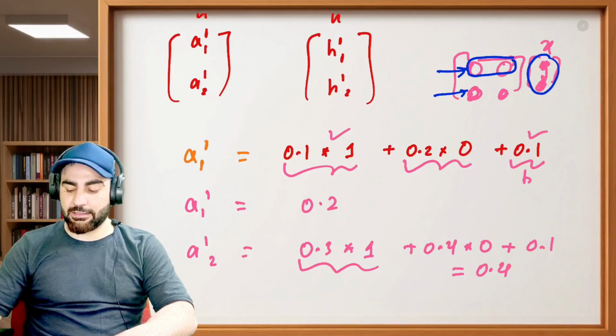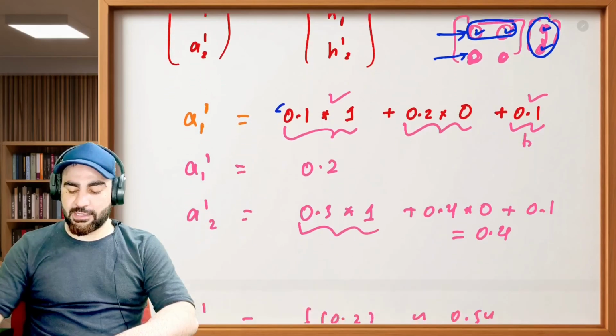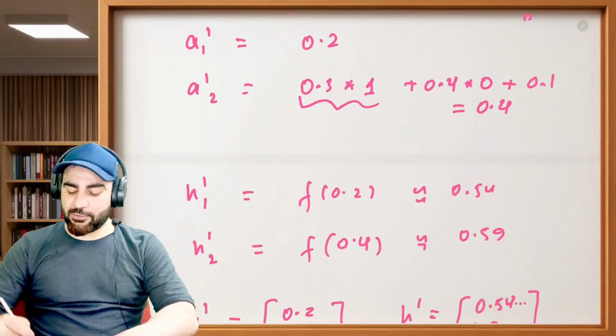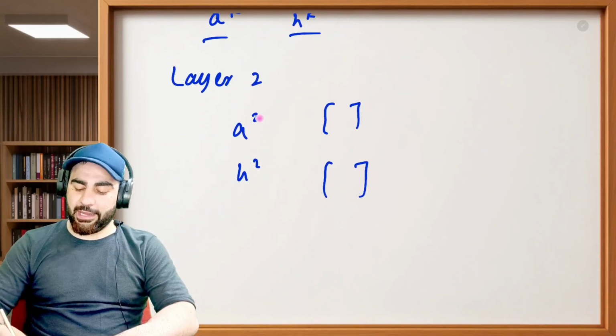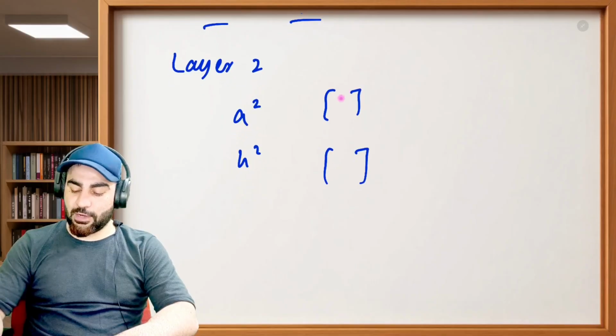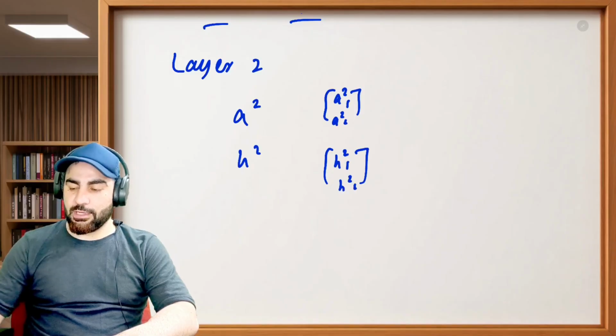And you will get this whole value. This element multiplied by this is this, and then this plus bias. And we got this value. And after applying activation, we got this. And we can do it for the second layer again. So for this, we have to compute A2 and H2. For this, we have to compute A21, A22, H21 and H22. Again, do the same calculation.